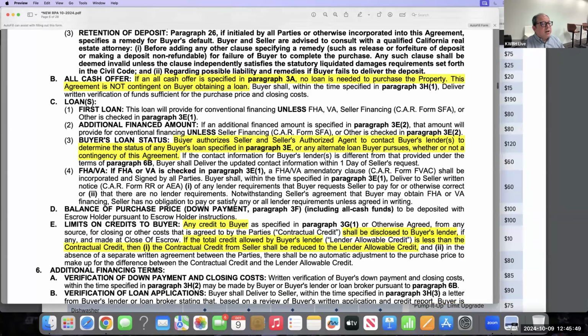Buyer's loan status. Buyer authorizes seller and the seller's agent to contact the lender. Just know that the listing agent has the ability to call the lender and say, did you look at everything from this buyer? Did you run credit? How far along are you? The listing agent has permission to call the buyer's lender.